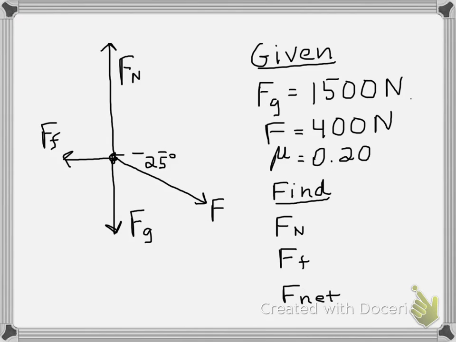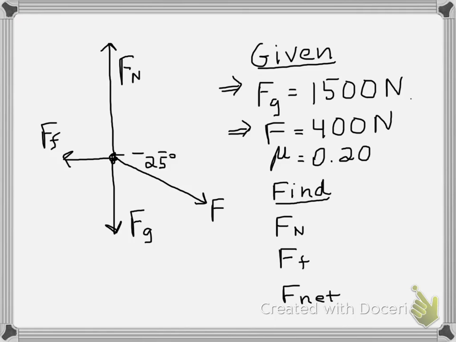This is similar to the last problem, but rather than the force being applied at 25 degrees above the horizontal, this is a push of a box at 400 newtons at 25 degrees below the horizontal. We have the same weight object. It is 1500 newtons. We have the same applied force as the one being pulled at 400 newtons at 25 degrees above the horizontal, and the same coefficient of friction.